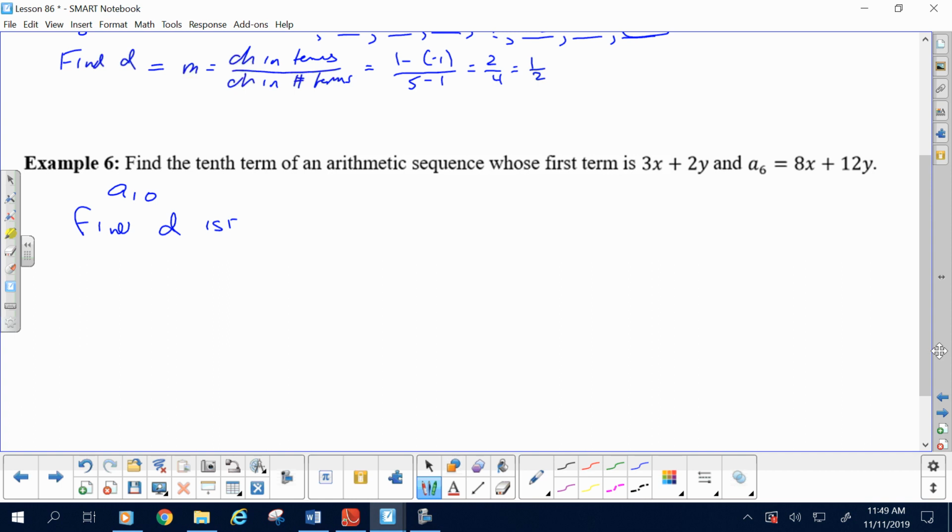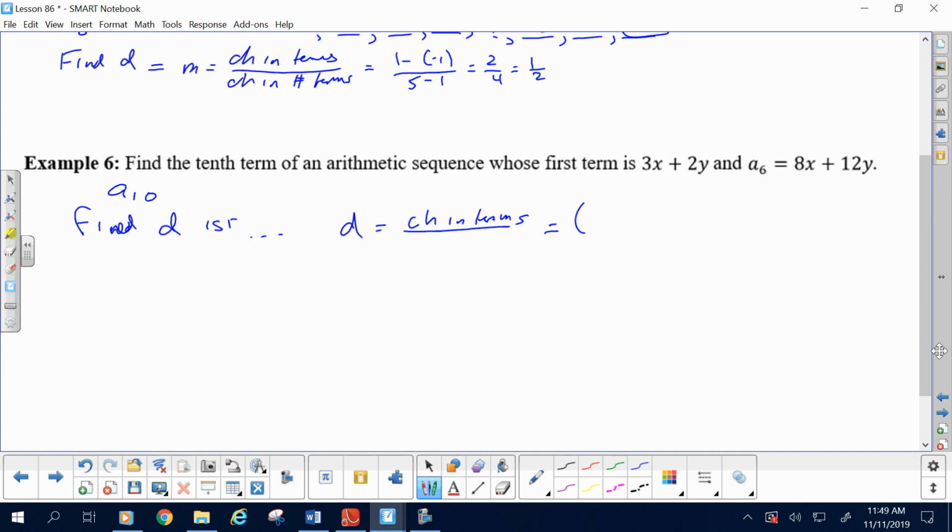Can you do X and Y separately? That's a good question. Let's see. I suppose you could. Let's not, shall we? Change in the terms means take the difference between the terms.